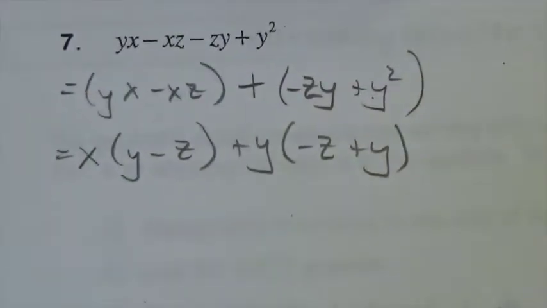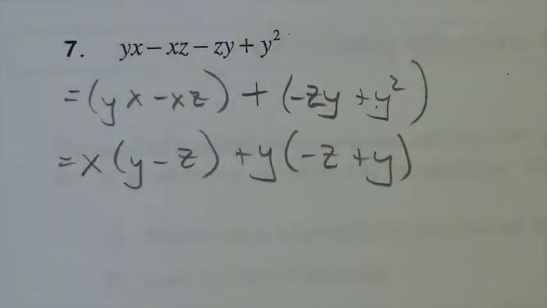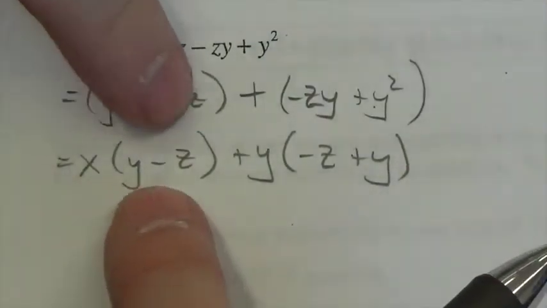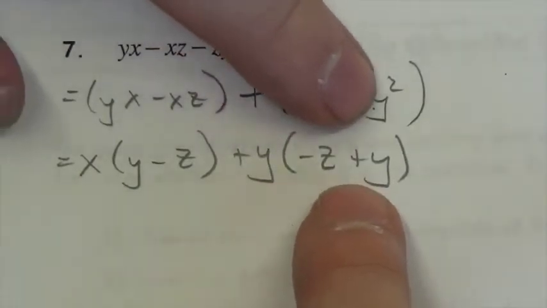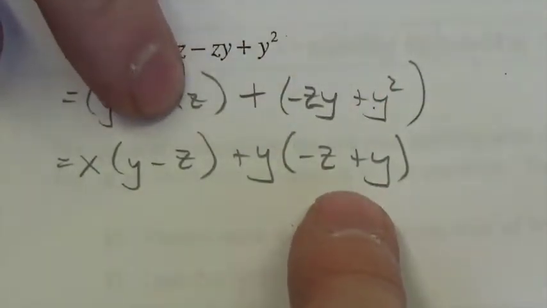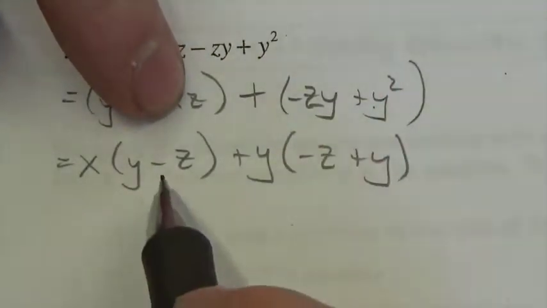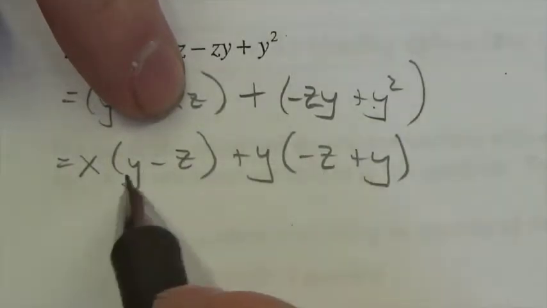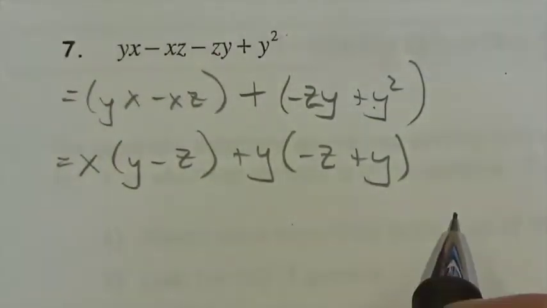Okay, now, the reason why this question's here is because we don't want you to get thrown off if something like this should show up. Because notice this is y minus z, negative z plus y here. They do look different. But the z is negative here, it's negative here. The y is positive here, it's positive here. They are actually the same.